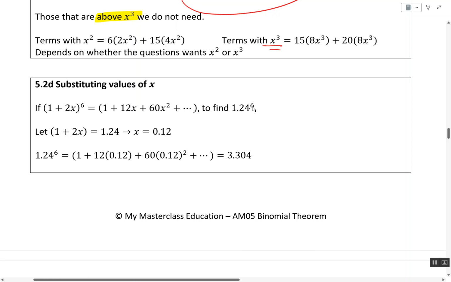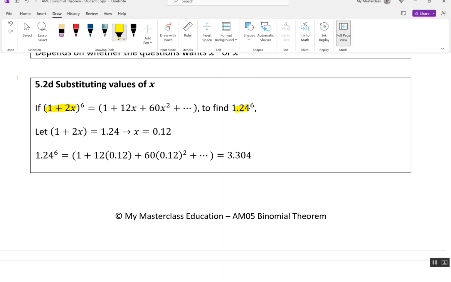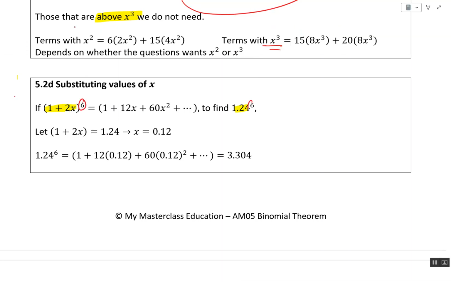What you need to see is that essentially I'm equating the 1 plus 2x here to the 1.24 here, because both of them have the same power of 6. That's why in the notes they write, let 1 plus 2x equal 1.24. You solve for x, then just plug this value of x into the binomial expansion earlier and get an estimated value. That's all there is to this part. So in this video, what you learn is how to use the expanded form to find the terms of the coefficients that you are interested in.